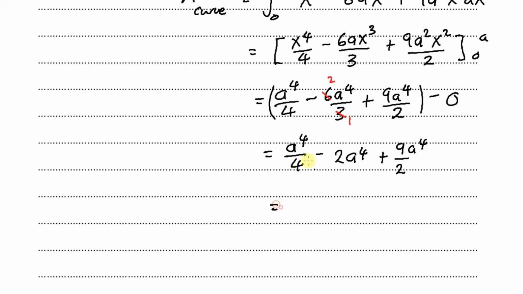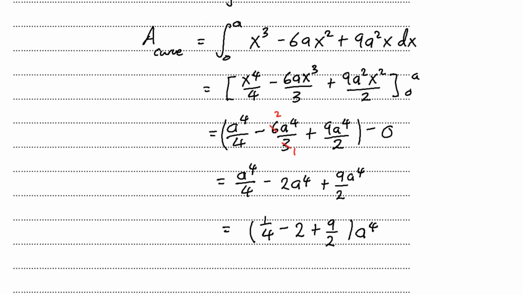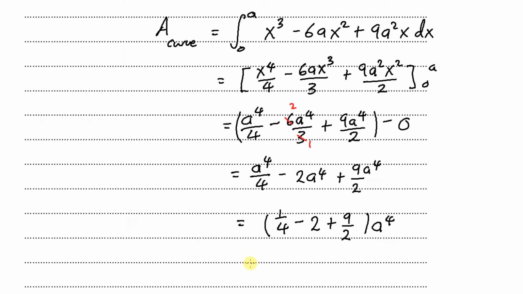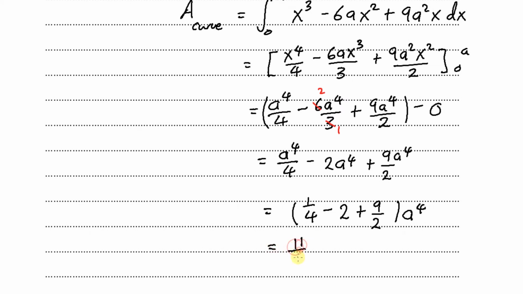So what I'll do here is I'll factor out the a to the power of 4. Factoring out, I'll have a quarter here, and with a to the power of 4 factored out, I have minus 2, and here I have plus 9 over 2. So I'll type this into my calculator. That's a quarter minus 2 plus 9 over 2, and that's 11 over 4. So eventually we'll have 11 over 4 of a to the power of 4. And this is the area under the curve.